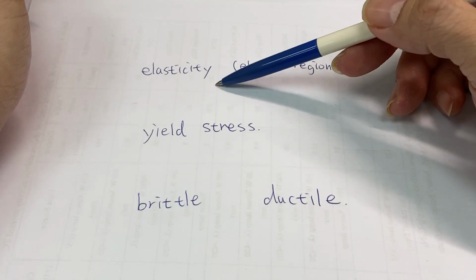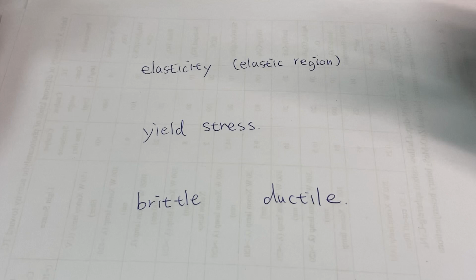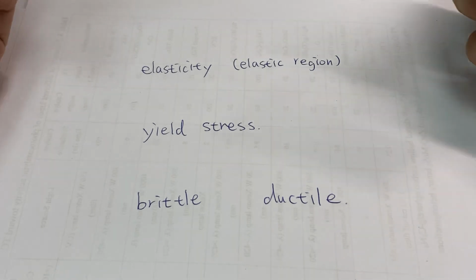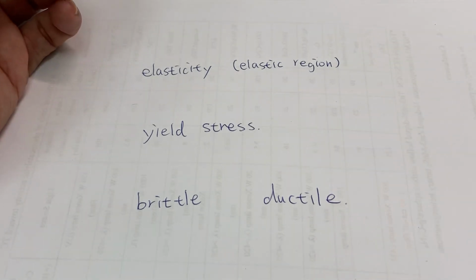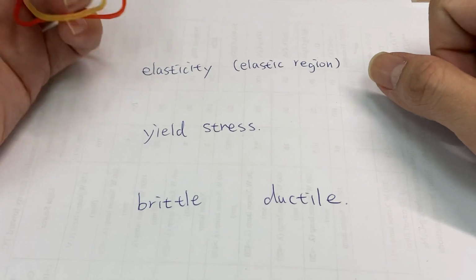Elasticity in Chinese means 弹性. But the Chinese word 弹性 can sometimes lead you to misunderstand what elasticity is. So let me demonstrate what's called elasticity.